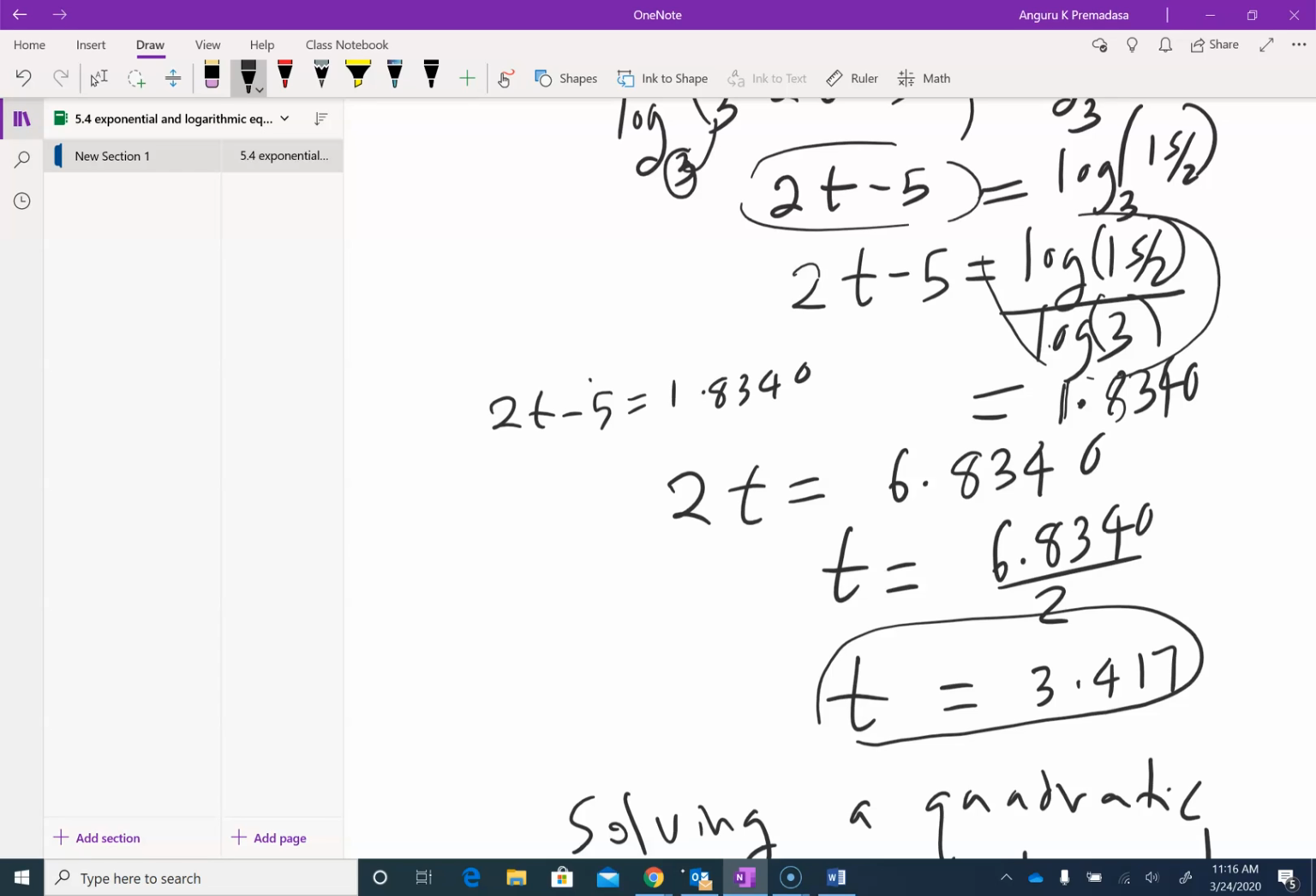1.8340. So we bring the 5 over to this side and then it becomes 2t equals 1.8340 plus 5, which is 6.8340. So 2t equals 6.8340 and you solve for t by dividing by 2 and then you get this. That is your answer.